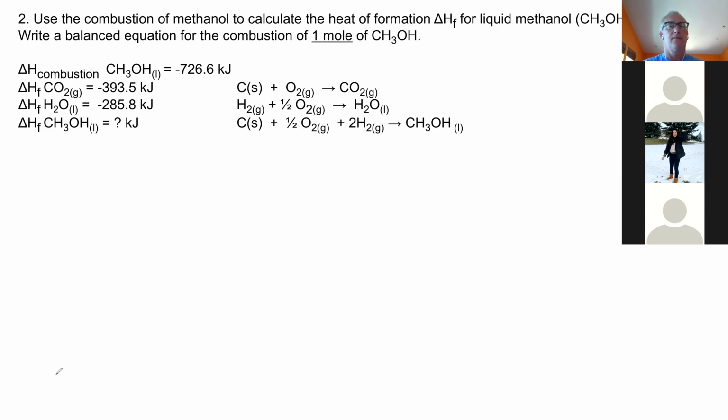All right. Oh yeah, this is a good one. Why don't we do number 2 because there's another step involved. We need to figure out the heat of formation of liquid methanol. And you remember what the heat of formation is. Can anyone give me a definition for the heat of formation? There's a very specific meaning.